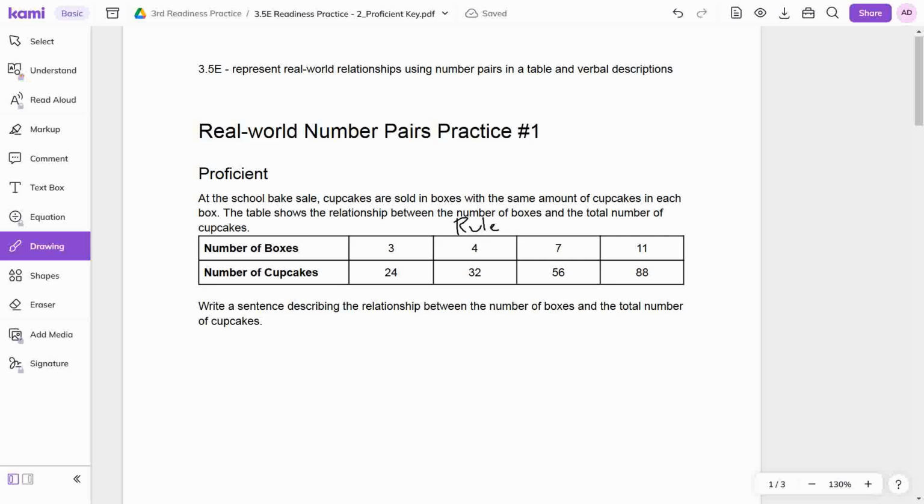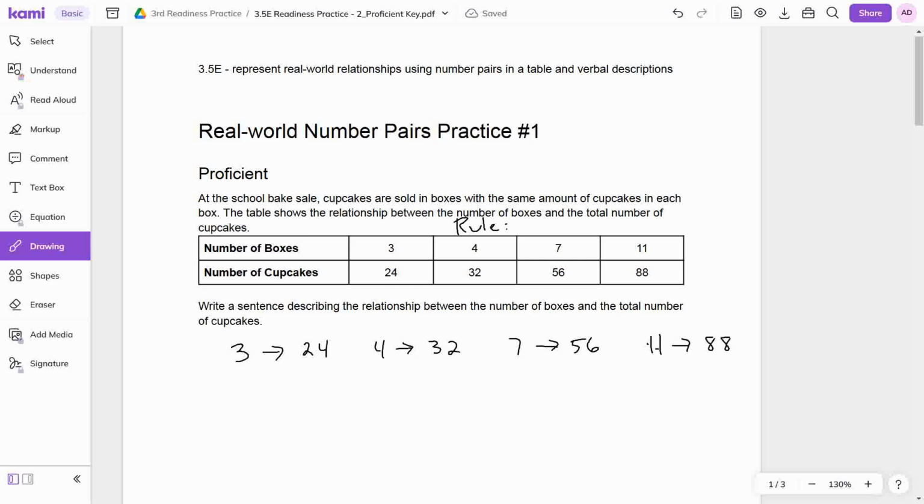So when we're talking about a rule, we're looking at the relationship between each set of numbers. Since our numbers, boxes and cupcakes, are in two different rows, we need to look between the rows. So how are we going to get from 3 to 24? Or how are we going to get from 4 to 32? And this rule would need to work for all of these, right? So I can do 7 to 56, 11 to 88.